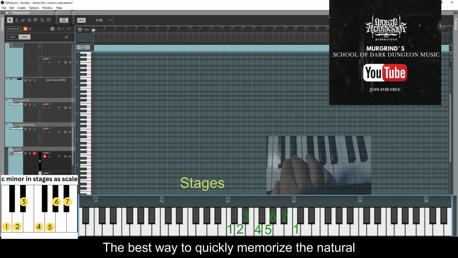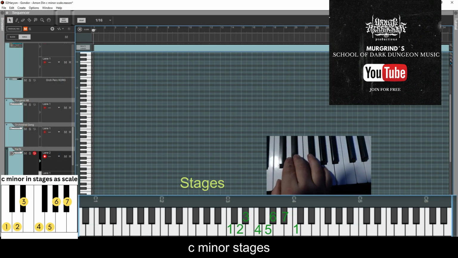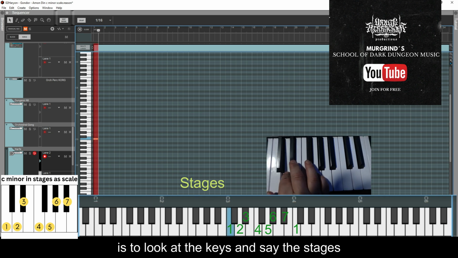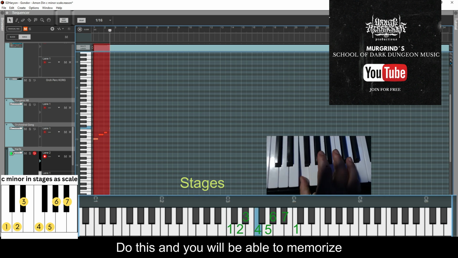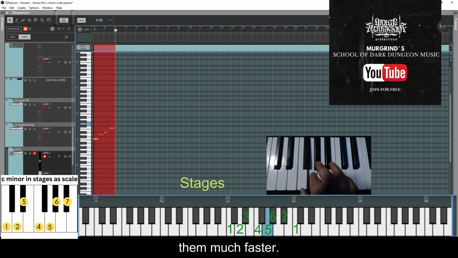The best way to quickly memorize the natural C minor stages is to look at the keys and say the stages out loud. Do this and you will be able to memorize them much faster.